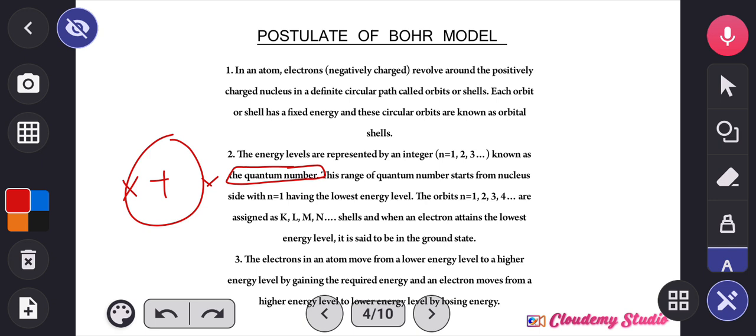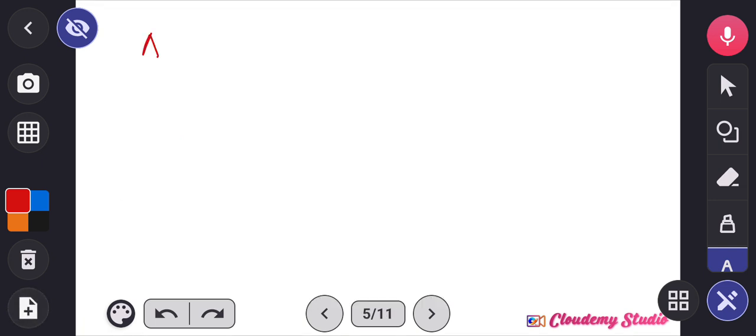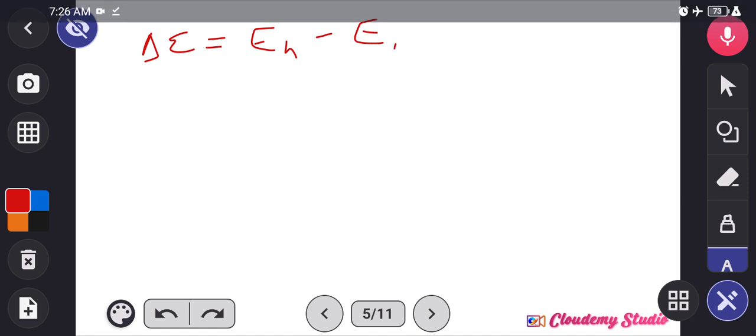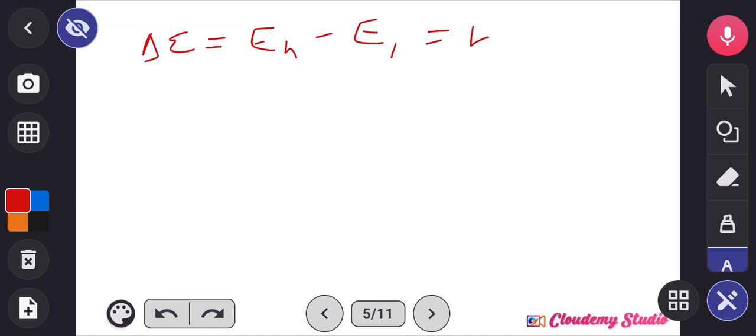And we have how to calculate the change in energy from ground state to excited state. We have change in E equals higher energy level minus lower energy level, which is equal to hf. Our h is the Planck constant, and f is the frequency of the photon.